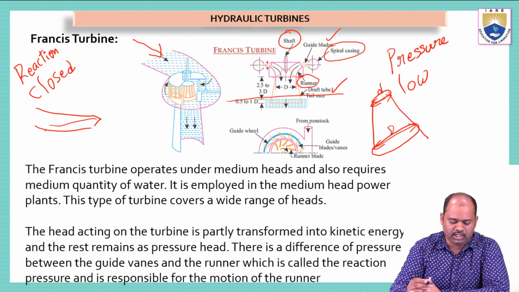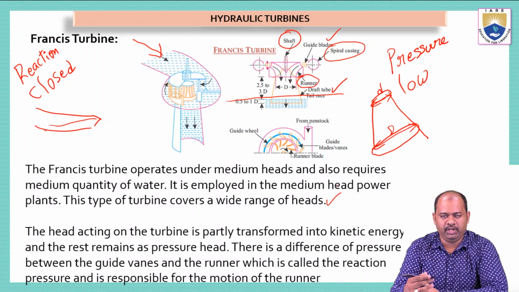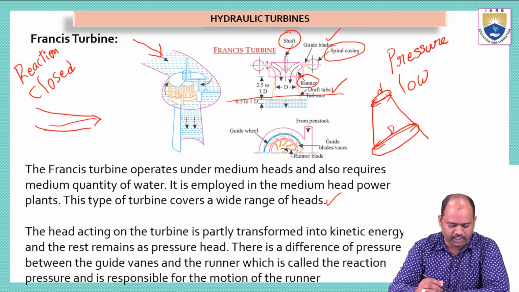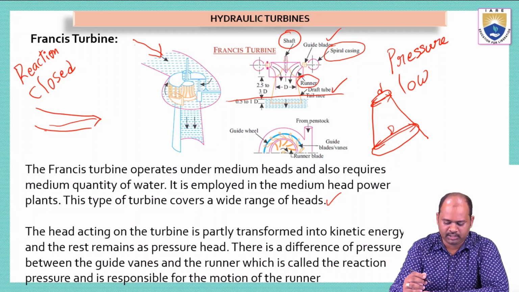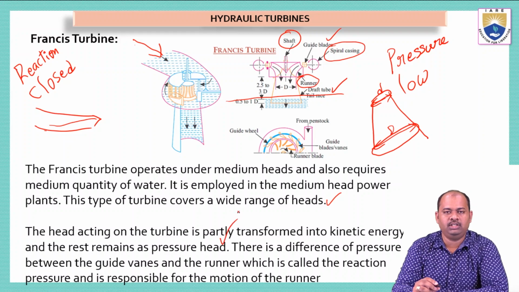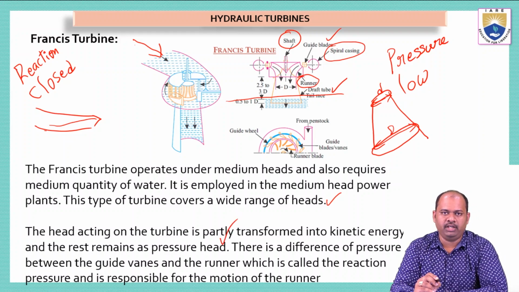This type of turbine covers a wide range of heads, because it is a medium range head type turbine. It will cover only a small part of the heads. And the head acting on the turbine is partly transformed into kinetic energy, and the rest remains as pressure head. So this is the key thing in this turbine.